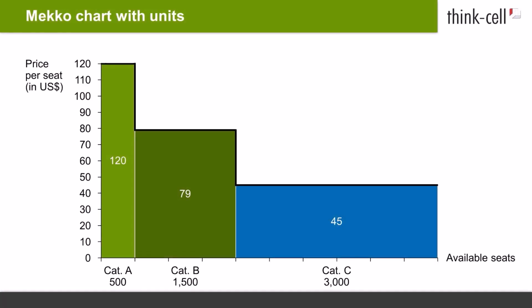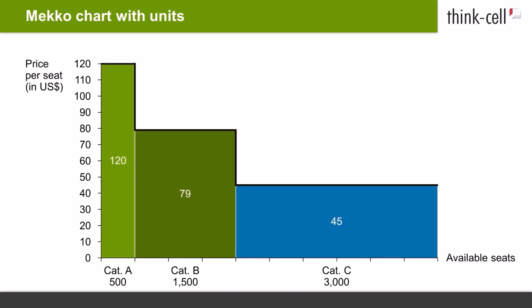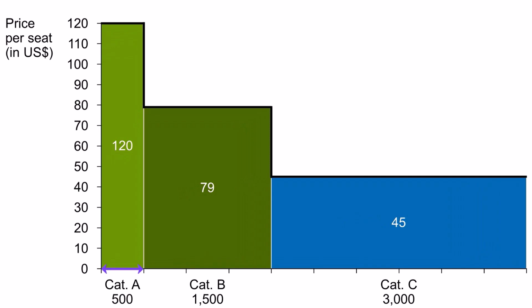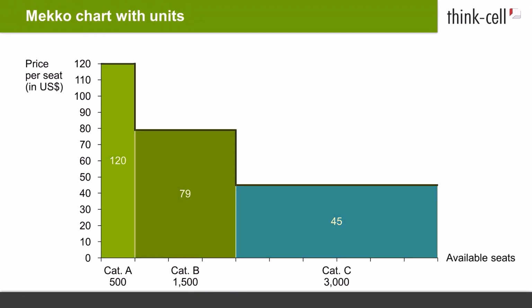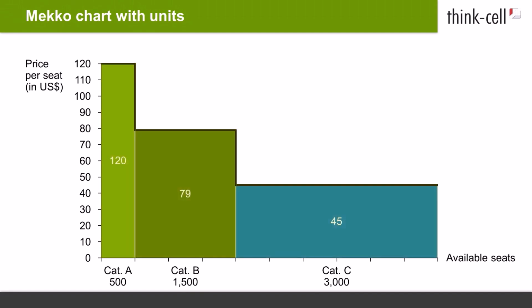Let's assume that you would like to create a chart that shows the total revenue of a concert hall in terms of its 3 seat categories. This can be done by using a Mekko chart with units. The area of each segment instantly conveys the absolute revenue for each seat category. Each segment area is the product of the number of seats and price per seat. Furthermore, the total area of all Mekko segments visually represents the total revenue itself.